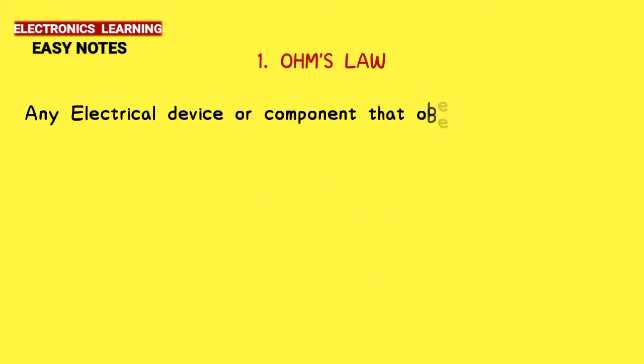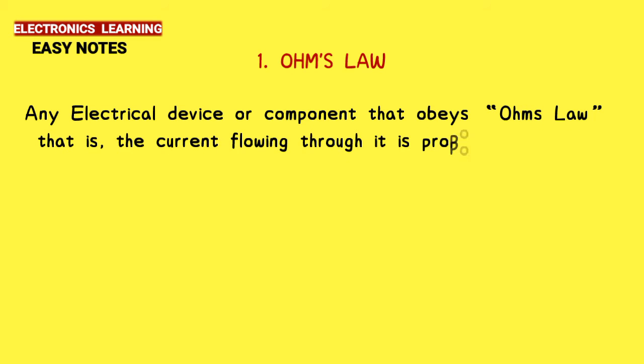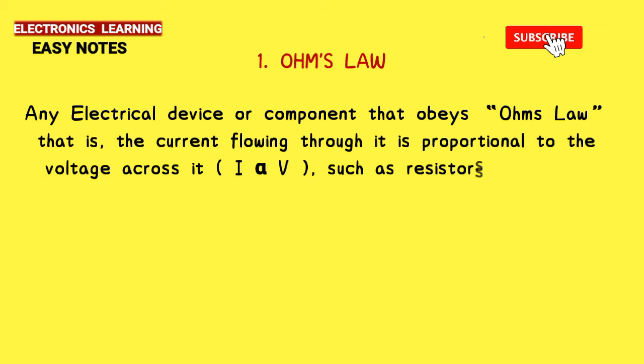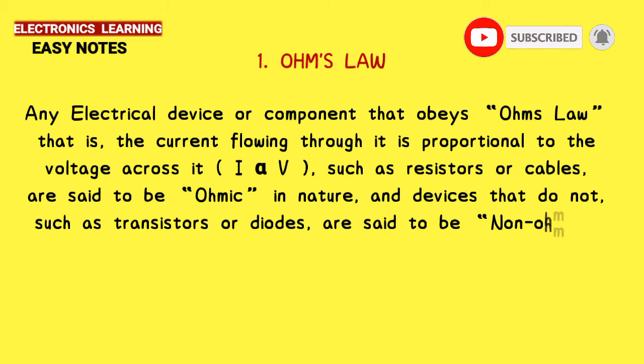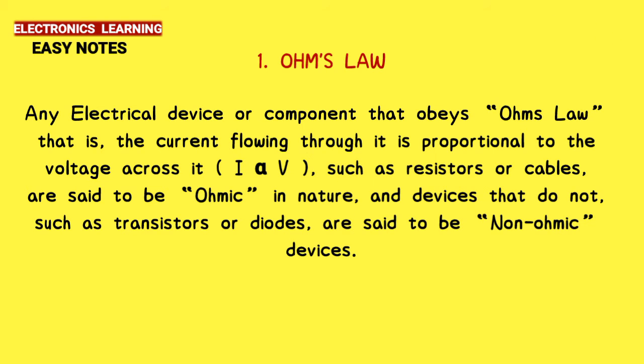Any electrical device or component that obeys Ohm's law, that is, the current flowing through it is proportional to the voltage across it, such as resistors or cables, are said to be ohmic in nature, and devices that do not, such as transistors or diodes, are said to be non-ohmic devices.